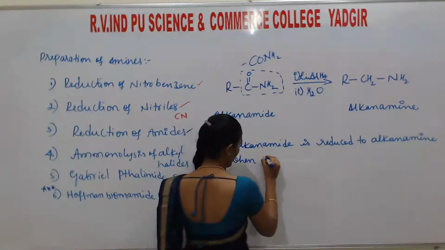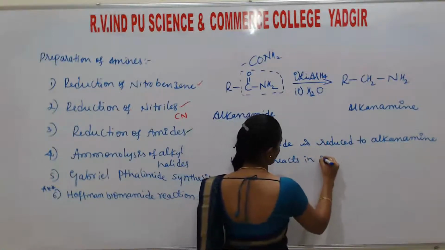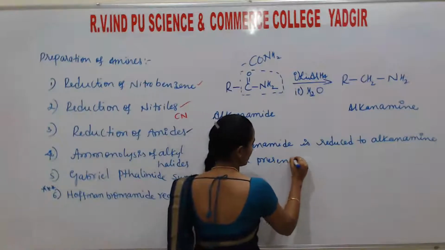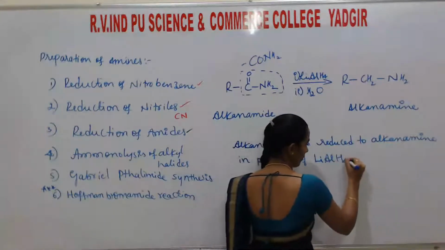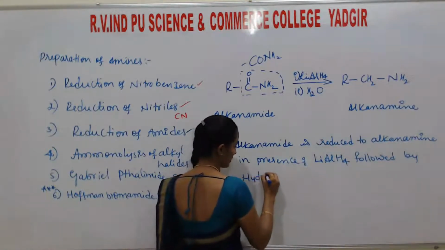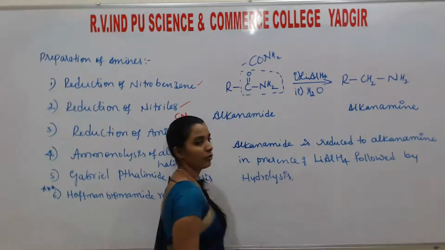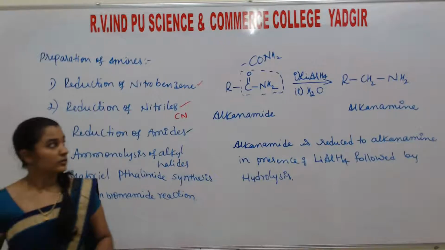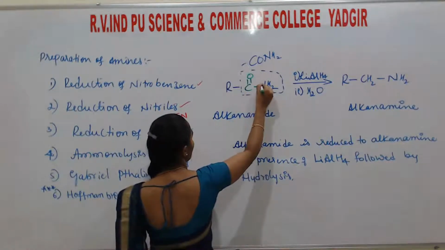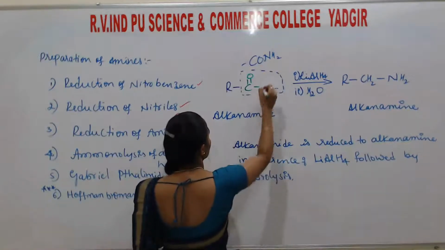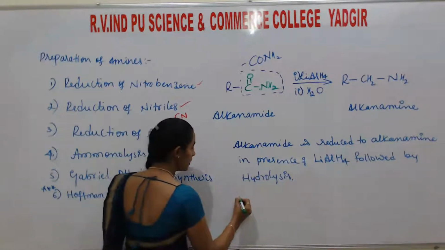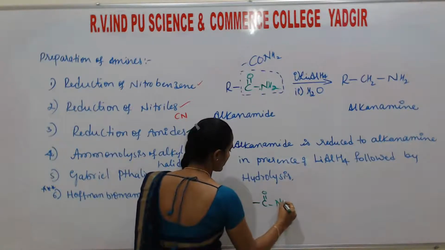The alkane amide in presence of lithium aluminum hydride, followed by hydrolysis. Okay? So students, instead of this R, you take and write this C group like this: C double bond O, NH2. This is the amide group here. Whatever may be the R group, we don't bother. So here you take C double bond O, NH2 as the reactant.